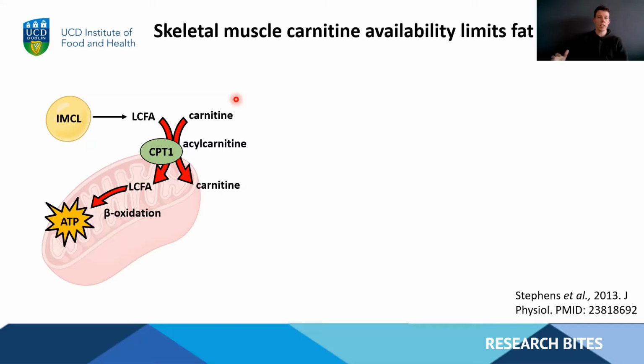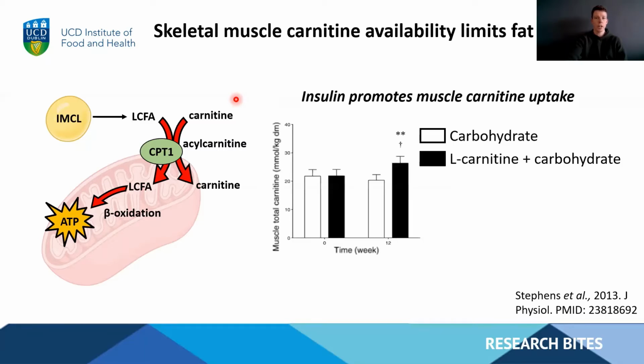So if you take a carnitine supplement, a little bit gets into the system and very little of that gets into the muscle. And so work at Nottingham discovered that when you increase plasma insulin concentrations, you can actually drive carnitine into the muscle. And leveraging this discovery, they showed that by feeding carnitine in a carbohydrate beverage, you can actually increase muscle carnitine content.